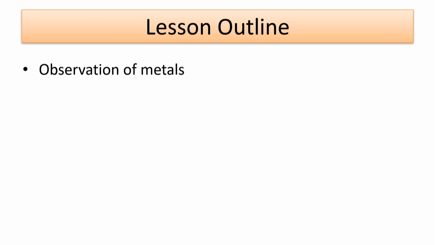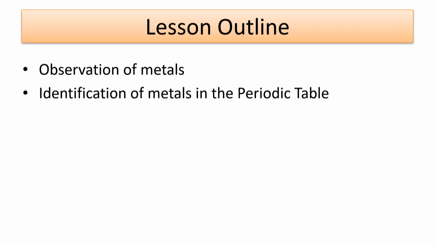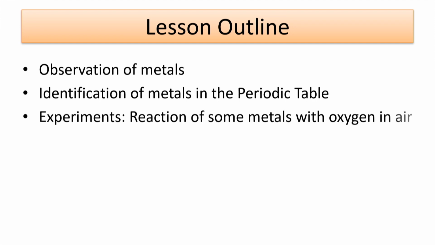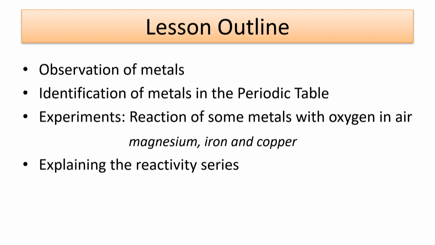We will first have a look at some metals and try to recognize them based on their appearance. Then we will identify metals in the periodic table. We will then carry out experiments and observe the reaction of some metals with oxygen in air, namely magnesium, iron, and copper. Based on these reactions, we will arrange the metals in order of their reactivity and learn about the reactivity series of metals. We will end with an activity. I hope you're ready.